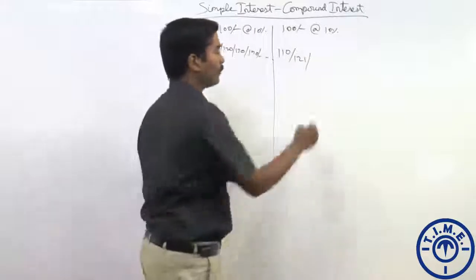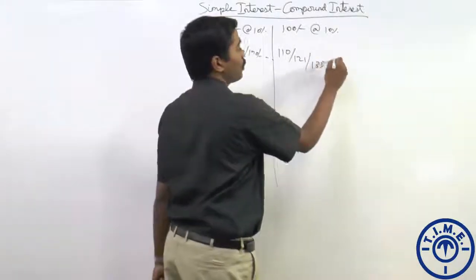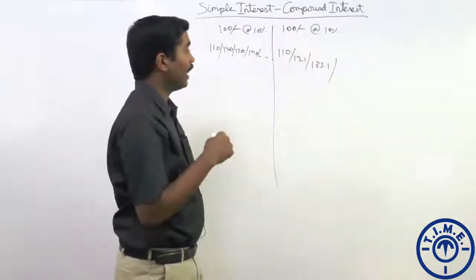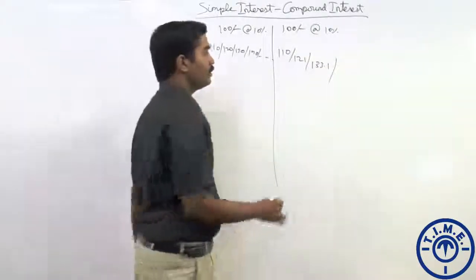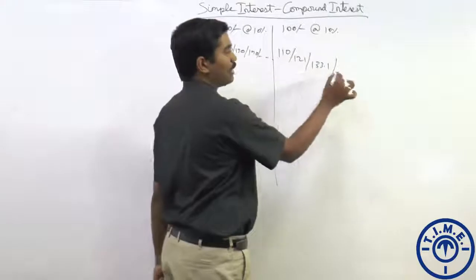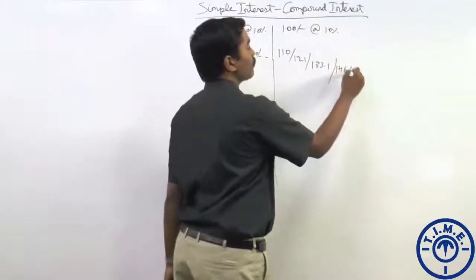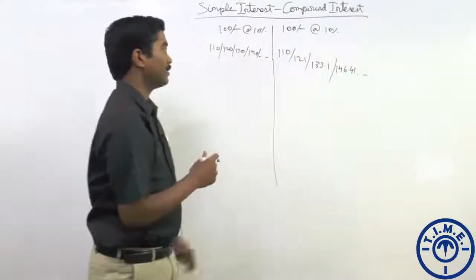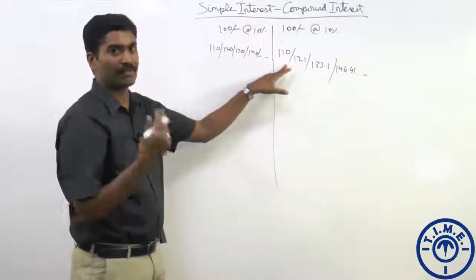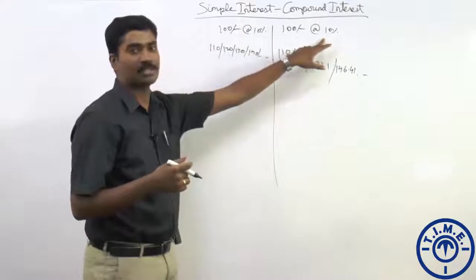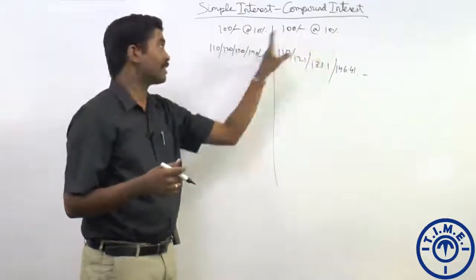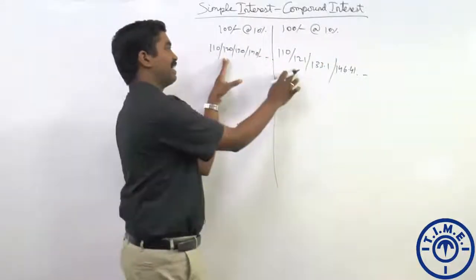121 plus 12.1 would be 133.1, and the next year I will owe you 10% on 133.1 as interest. 133.1 plus 13.31 gives me 146.41 and so on. As you can see, for the first year, whether it is simple interest or compound interest, as long as the rate of interest is the same, I will have identical scenarios. Starting from the second year, there will be a difference.